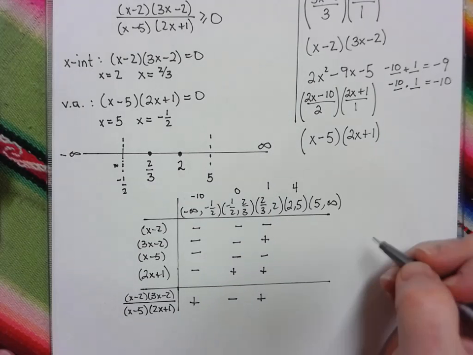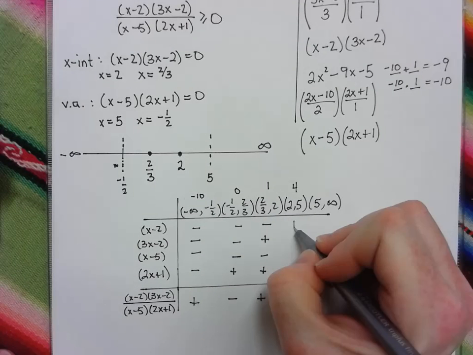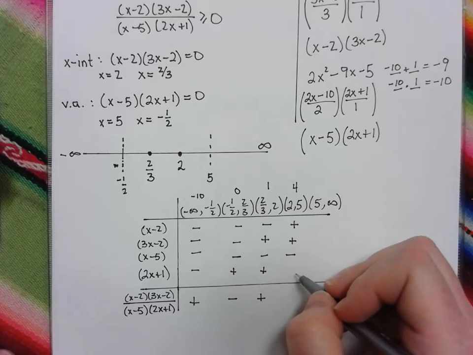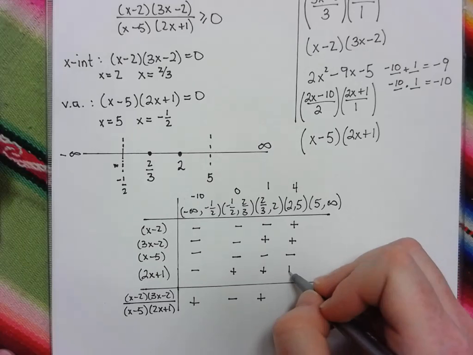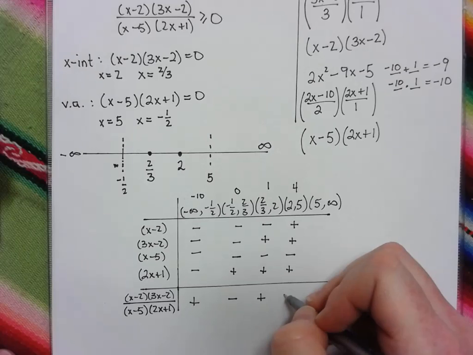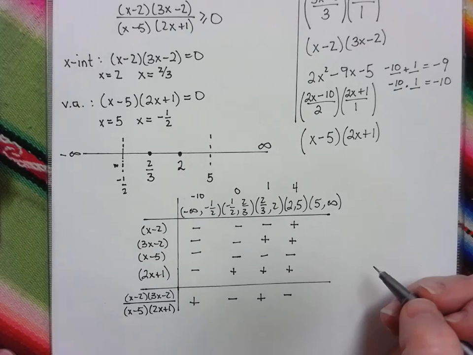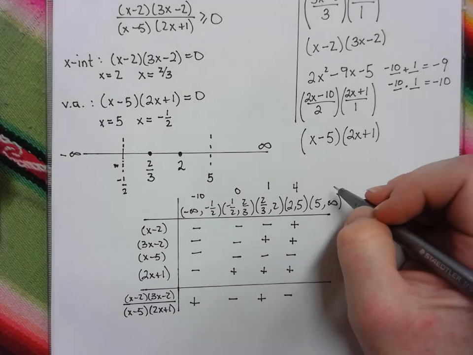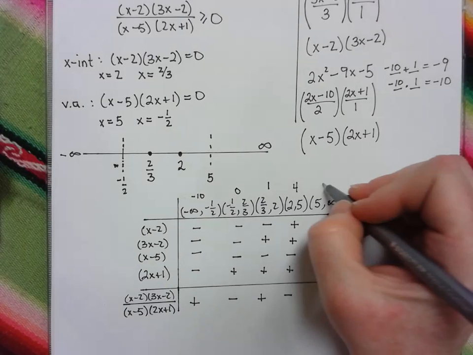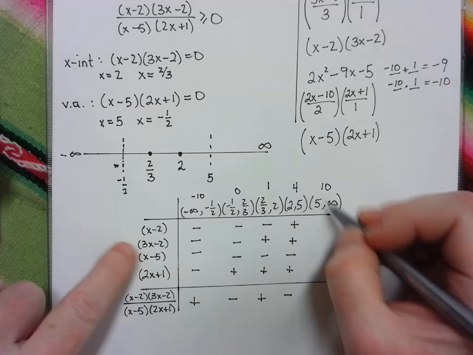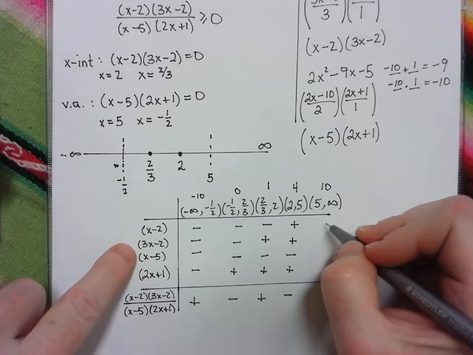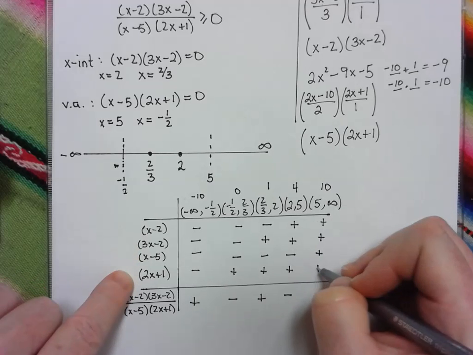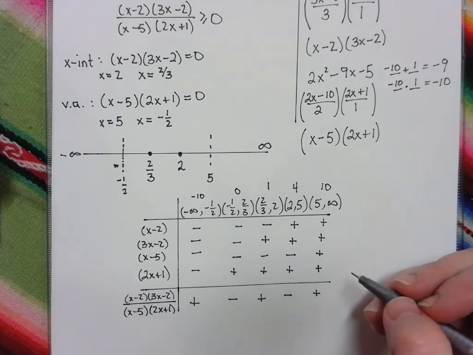Between 2 and 5, I can check 4. So 4 minus 2 is 2. 12 minus 2 is 10. 4 minus 5 is negative 1. And 8 plus 1 is 9. Now when I multiply all these together, I get a negative. So lastly, between 5 and infinity, I get a positive, a positive, a positive, and a positive, so I end up with a positive.